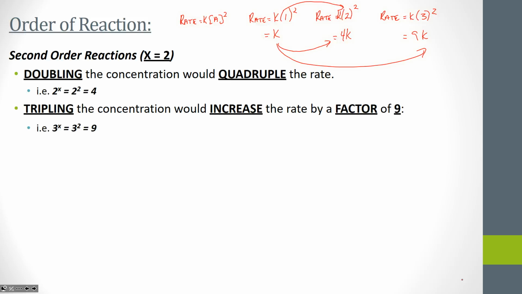You can imagine if we had a third order reactant, it would go up way faster because the exponent, that power, is big. This is why we call it exponential growth, so it has a huge effect on our rates.